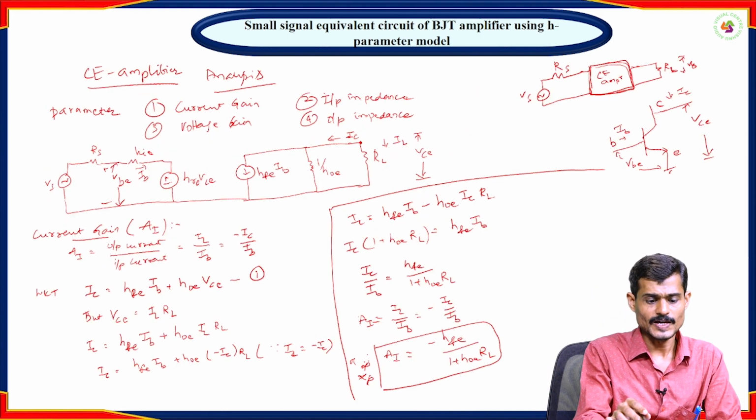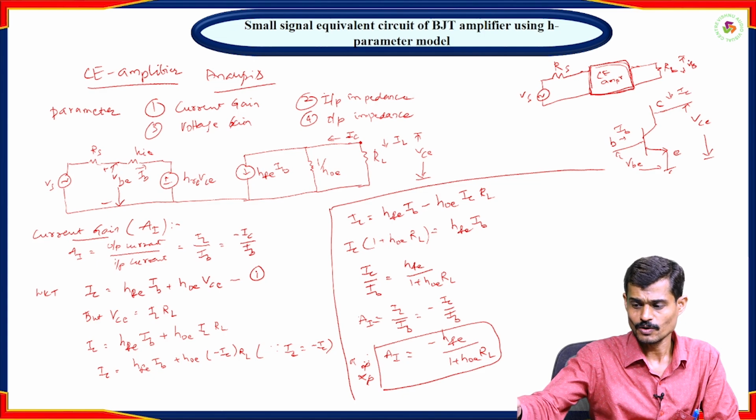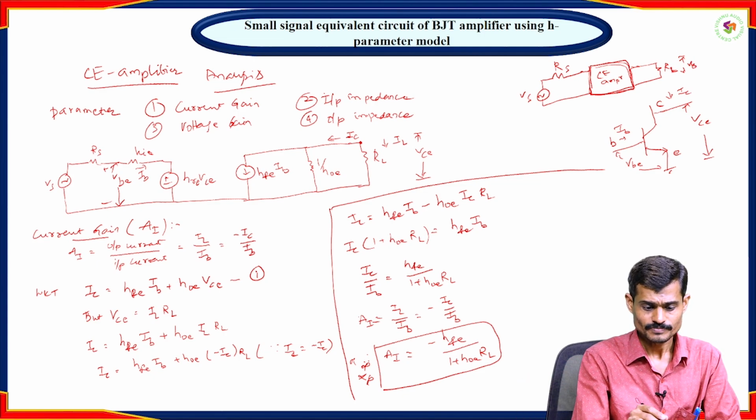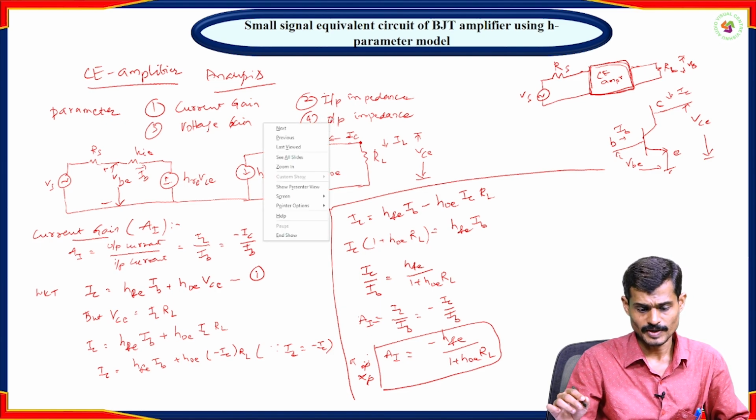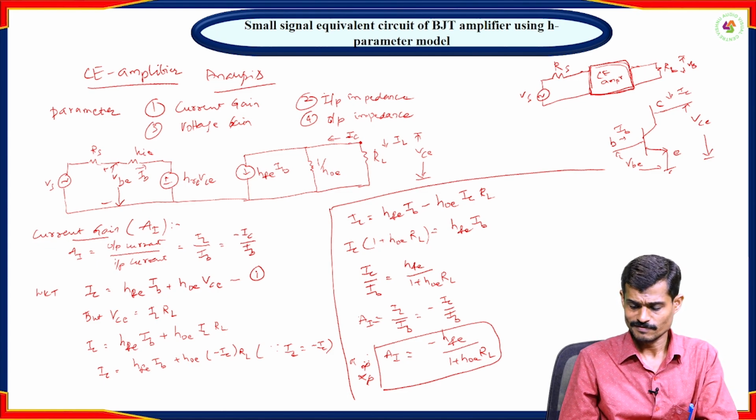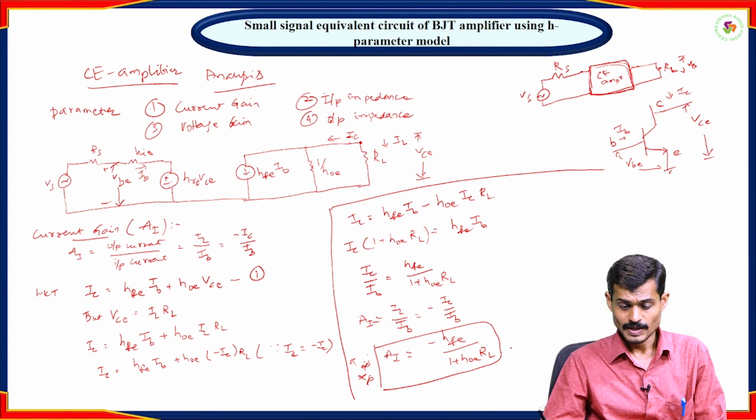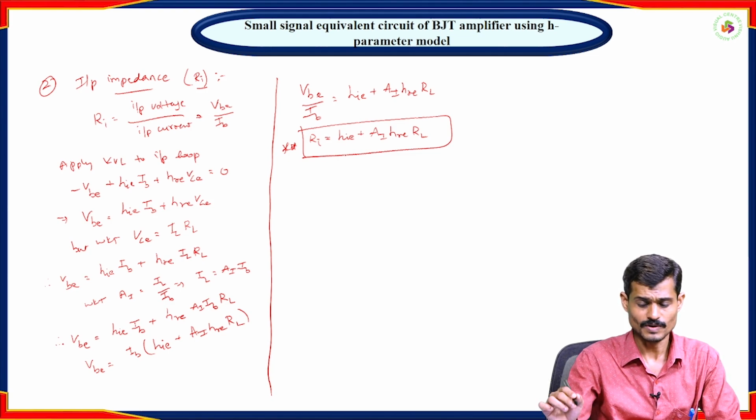And in the analysis of the CE amplifier, I have given some input voltage Vs through the resistance Rs, and I'm taking the output V0 across the load RL. For any amplifier we are going to calculate 4 parameters: current gain, input impedance, voltage gain, and output impedance. First, the current gain is output current by input current, which is minus HFE divided by 1 plus HOE into RL. Similarly, we have calculated the input impedance formula, Ri equals HIE plus AI into HRE into RL.